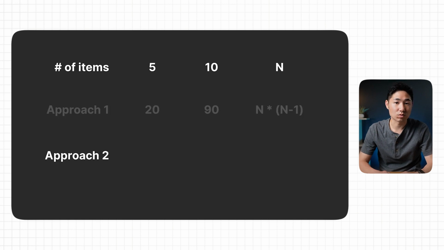With the second approach, when our array size was 5, we iterate a maximum of 6 times until the pointers overlap. When our array size is 10, we iterate a maximum of 11 times until the pointers overlap. More generally, given an input size of n, we are iterating n plus 1 times.